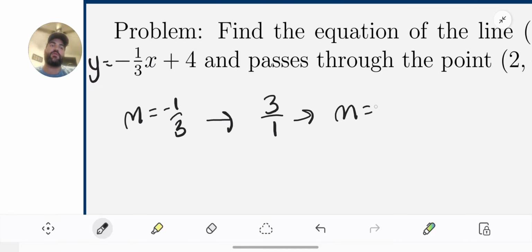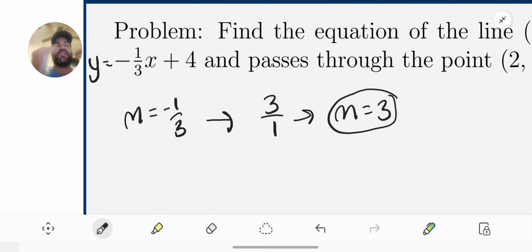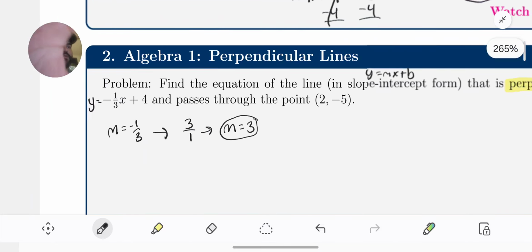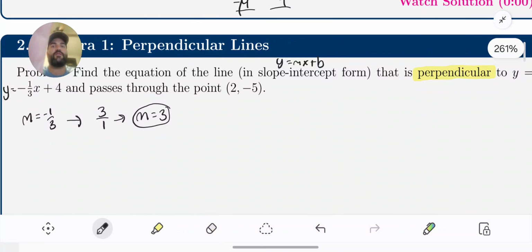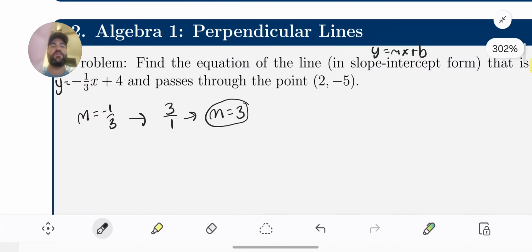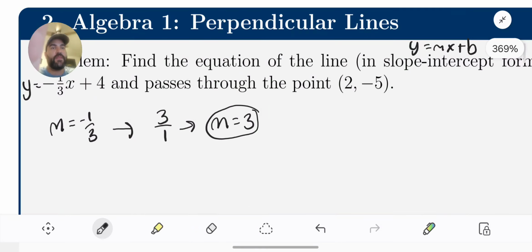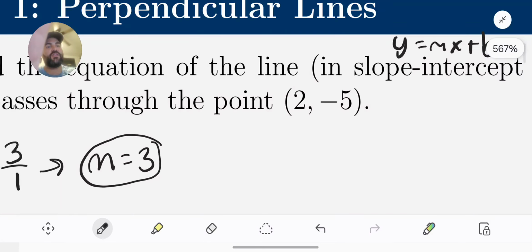So m really equals 3 for our question. Now listen, if it said parallel, we would have used the negative 1/3 because parallel lines have the same slope. But because it said the word perpendicular, we flip and switch. Okay? So slope equals 3, and we have a point. So this is the classic point and a slope question.